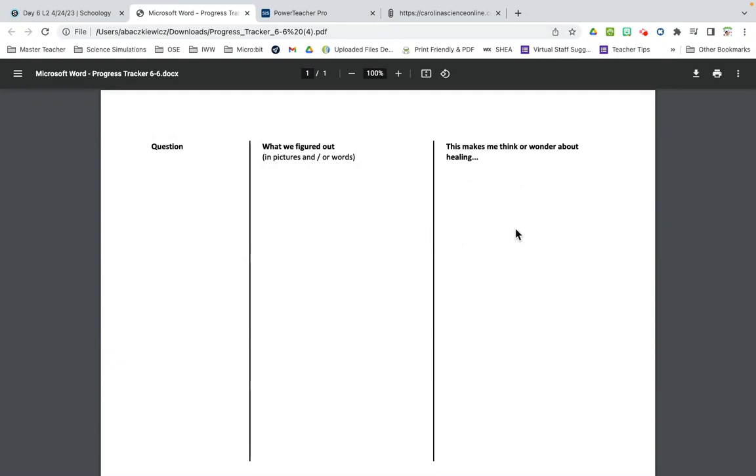When you're done with that, you're going to submit that to the assignment for day 6. It's called Progress Tracker, so you can send that there. And that was it for today.